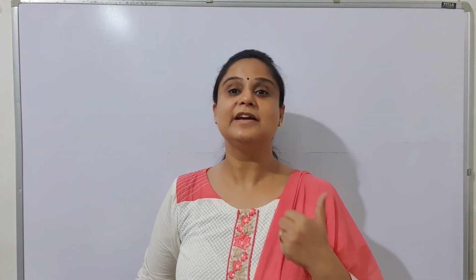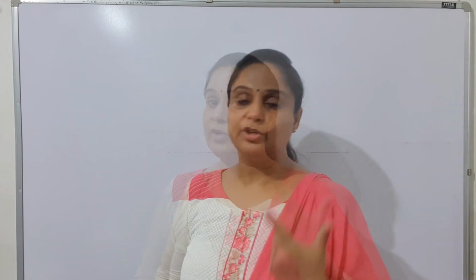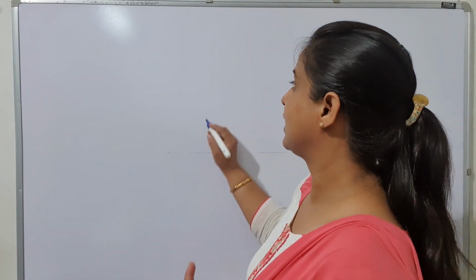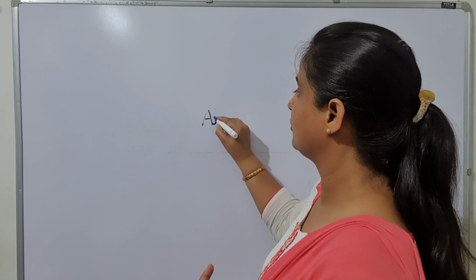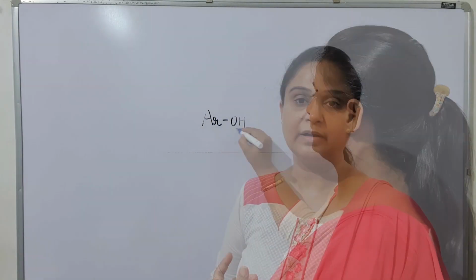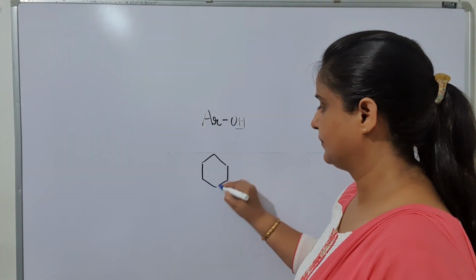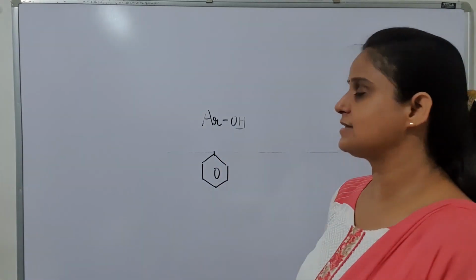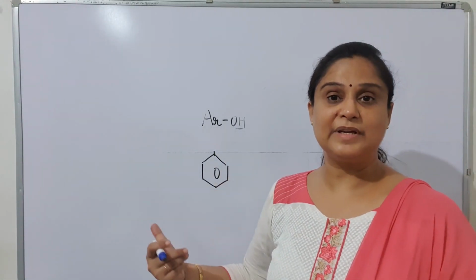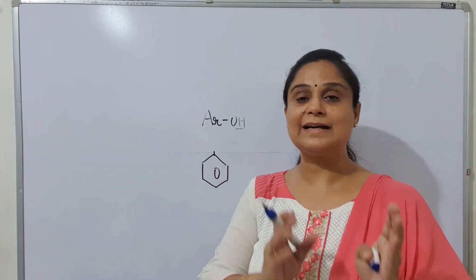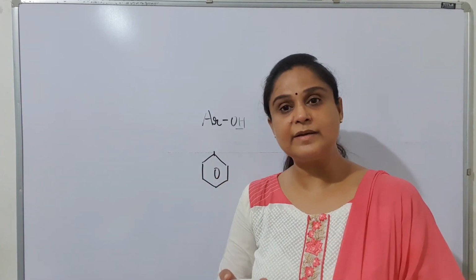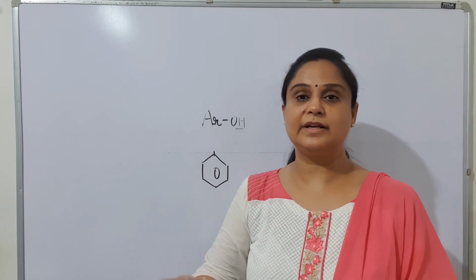Now let us talk about two more groups, and these two groups are phenyl and aryl. Usually whenever we have to write phenol, we write ArOH. But Ar does not mean only this ring. This Ar means the benzene ring containing groups. The benzene ring may be single or it may contain two or more rings.